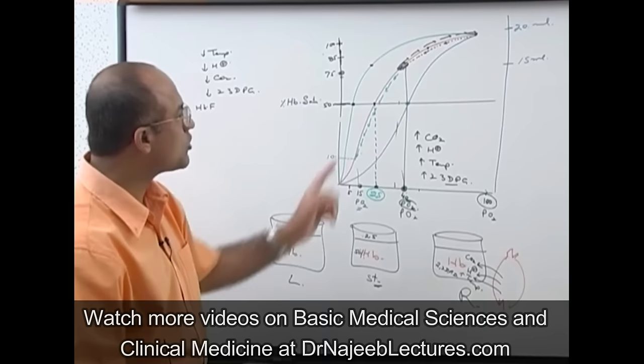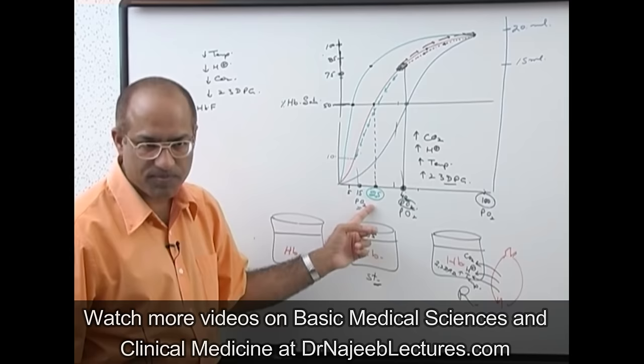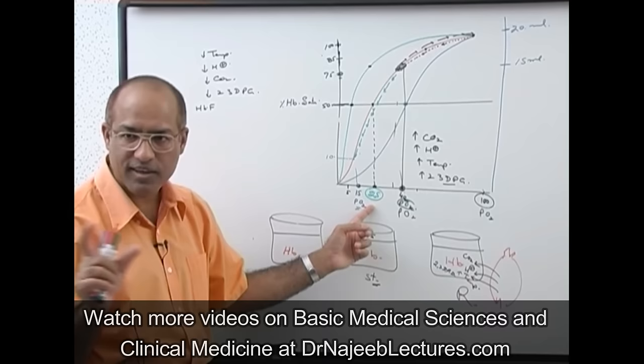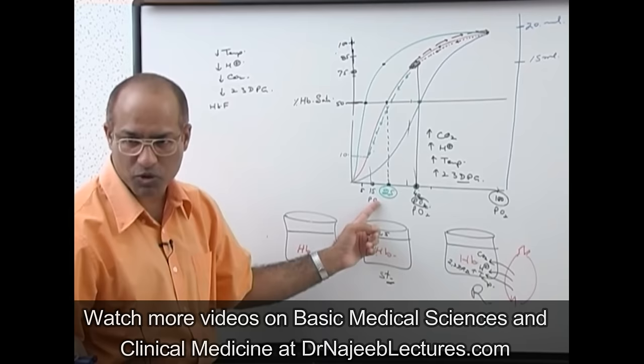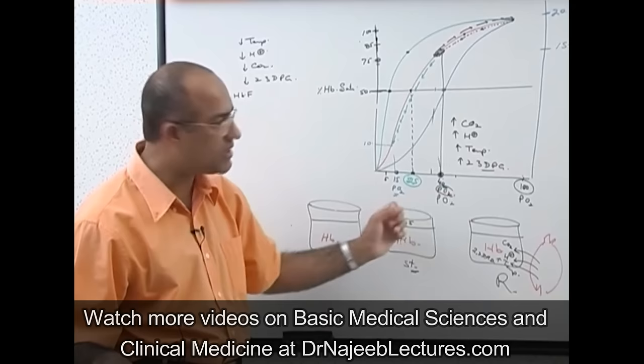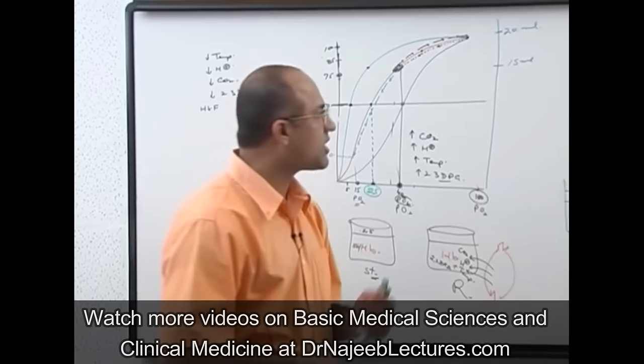What is P50? P50 is the pressure at which 50% of hemoglobin is desaturated. Normal hemoglobin has a P50 of 25. So it means a normal hemoglobin pressure has to drop from 100 to 25 to get the oxygen out of 50% of hemoglobin. When the curve shifts to the right, P50 is more, at a higher pressure, and when the curve shifts to the left, P50 becomes less. Am I clear?